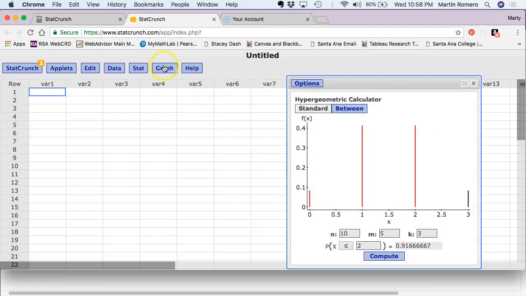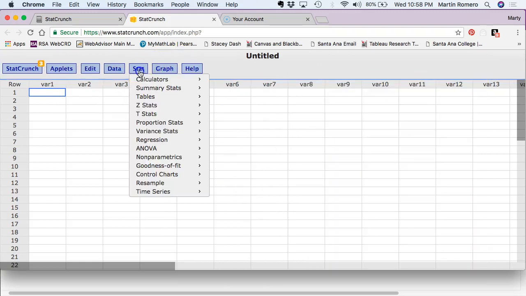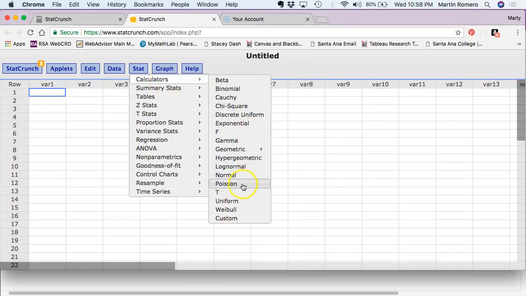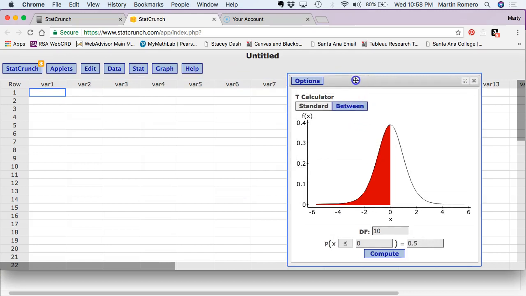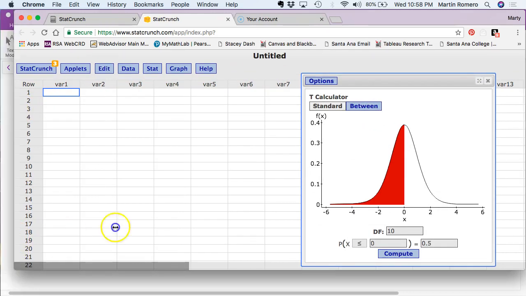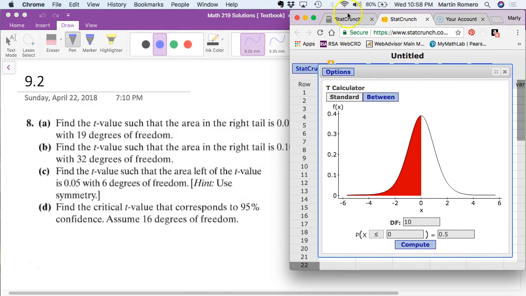Calculators. Let me do that again. Calculators, T, and then you have that calculator there. See if I can get those values in there.